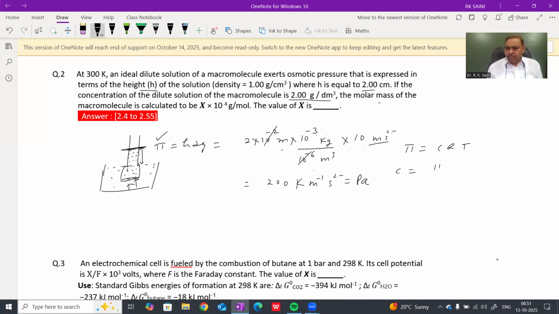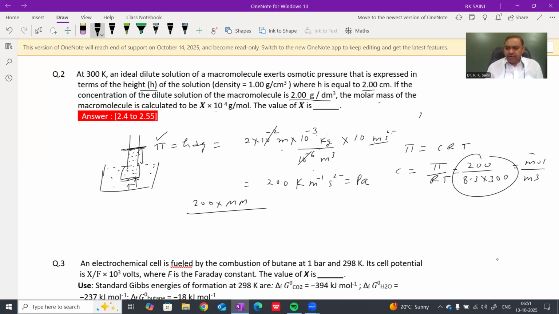Now we use pi equals CRT. Therefore, C equals pi upon RT. And this C equals pi, 200 Pascal. The units of R and T are also taken in SI units. R equals 8.3 and temperature 300 Kelvin. Therefore, this concentration is in SI unit, which means this concentration is in mole per meter cube. Now, mole multiplied by molar mass, then the concentration becomes gram per meter cube.